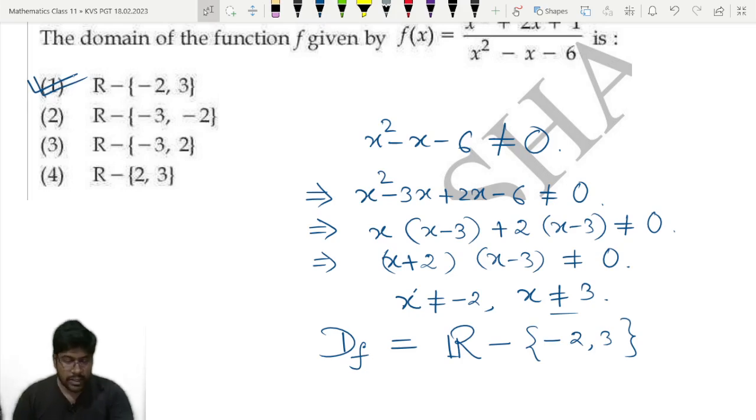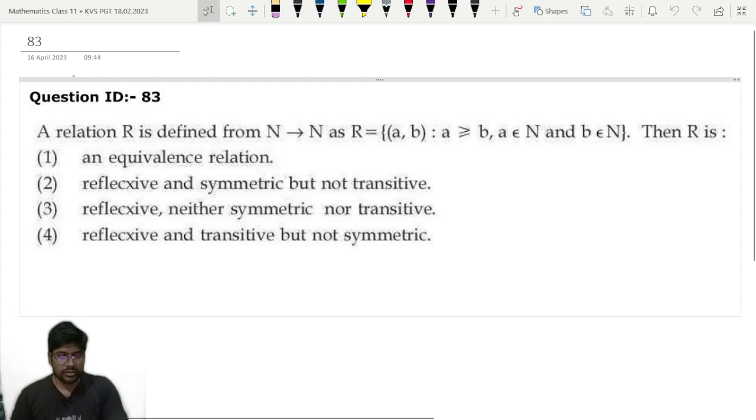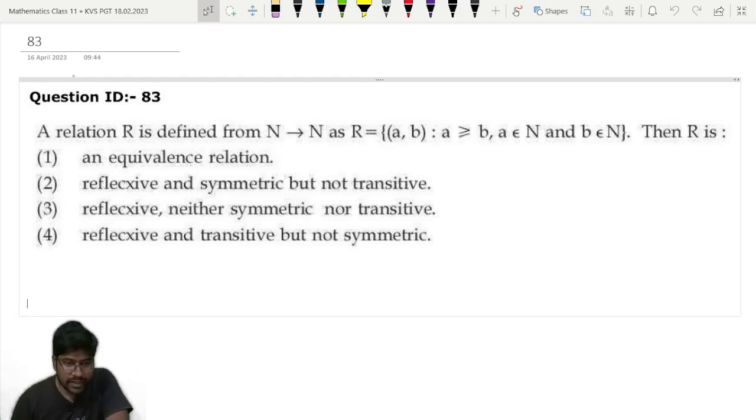So now let's move to the next question. Question number 83. This is also a problem from the relation chapter. A relation R is defined from N to N, where N is the set of all natural numbers. How have they defined it? (a, b) belongs to R such that a is greater than or equal to b, where a belongs to N and b belongs to N. Then R is an equivalence relation, reflexive and symmetric but not transitive, reflexive neither symmetric nor transitive, or reflexive and transitive but not symmetric.